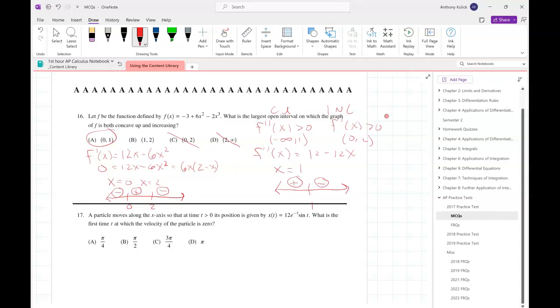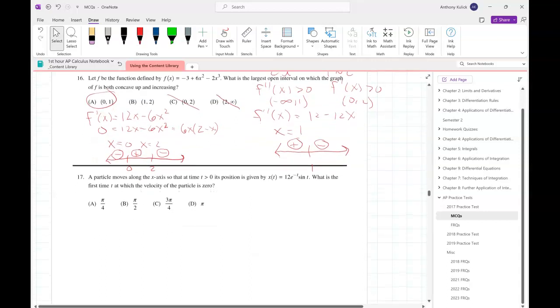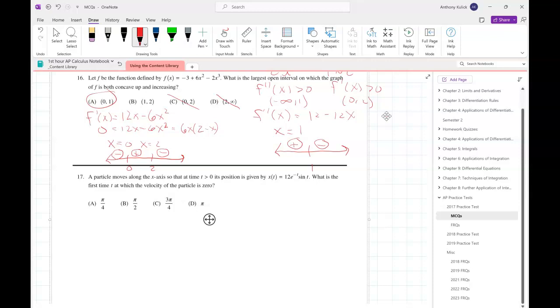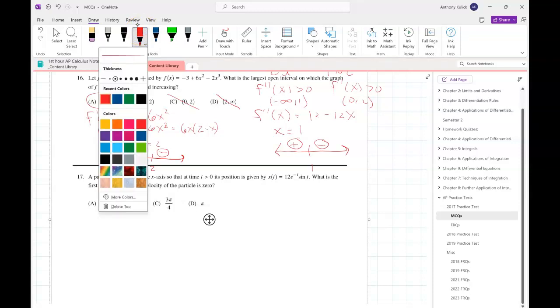17 was the second most guessed question here. I'm guessing because you ended up having to solve a trig equation and you just didn't know what to do. So let's go through that because it's not so bad. We're given a position function, x of t, and we're asked the first time t at which the velocity of the particle is 0. So what's the relationship between position and velocity? Velocity is the derivative of position.